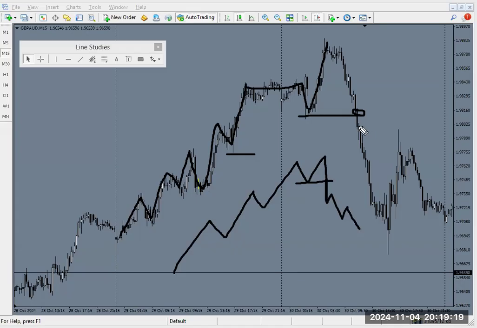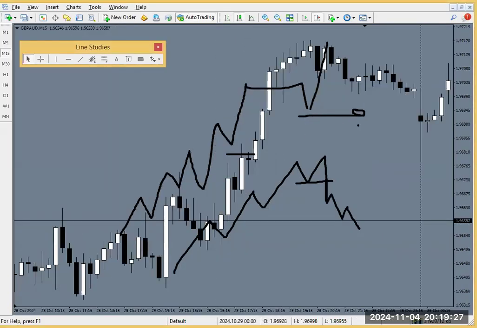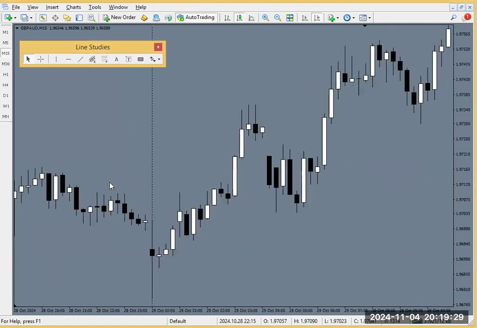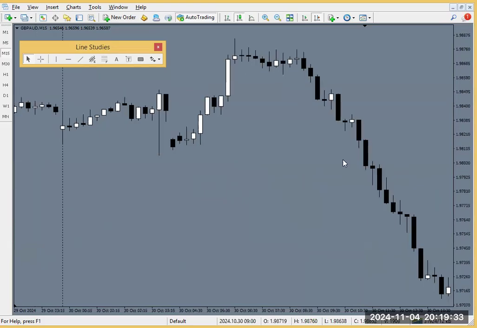You see this, this is a tiny pullback there. Let me expand this a bit now. Where is that? And let me remove all these drawings. I want to get to that level. Okay, so you see tiny pullbacks.